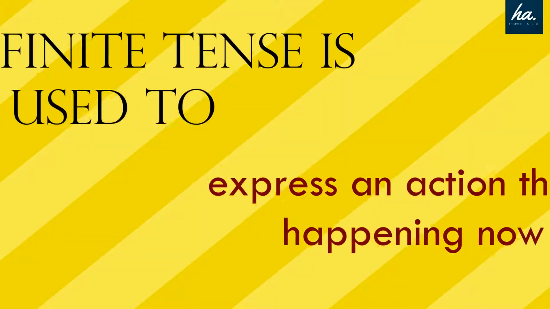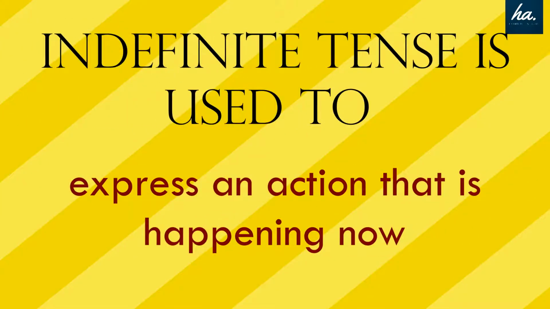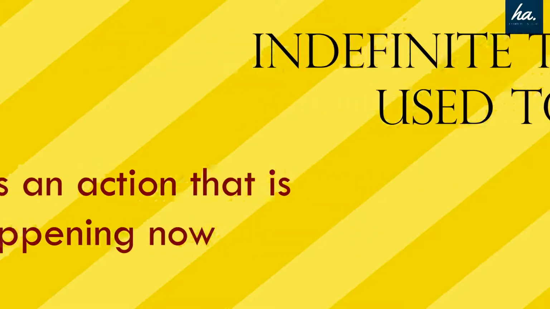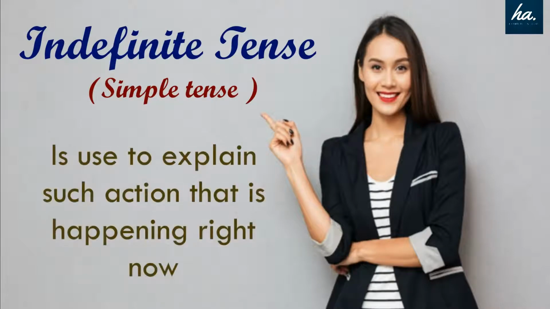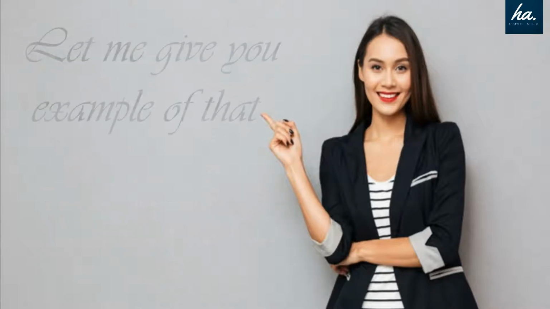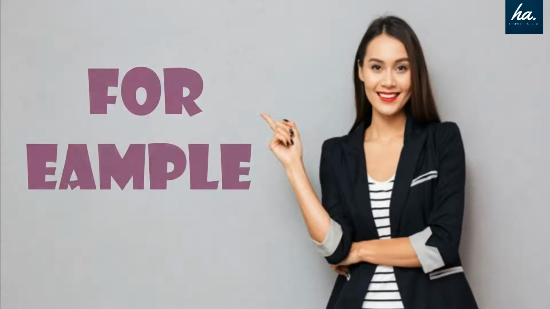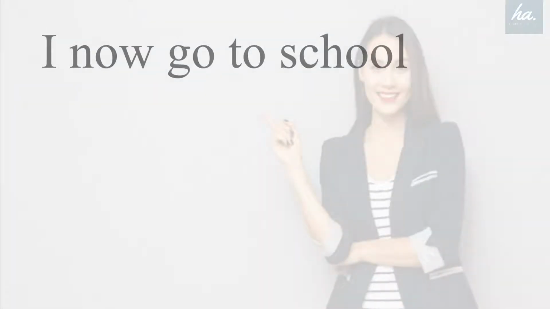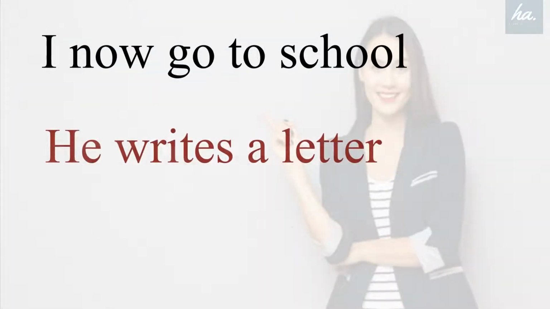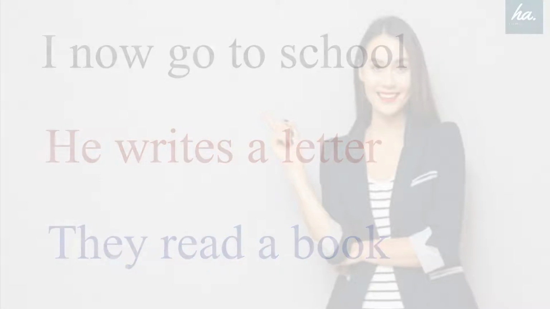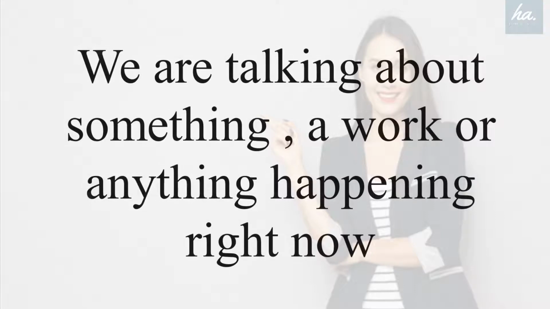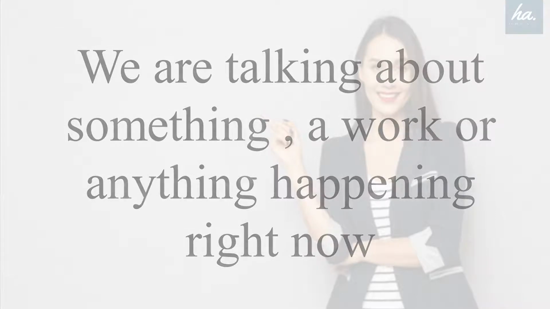This tense is used to express an action that is happening now. Let me tell you in Urdu also. Indefinite, or you can say simple tense, is a tense that is used to explain an action that is happening. Now let me give you an example of that. For example, I now go to school. He writes a letter. They read a book. In all of these three examples, we are talking about something, a work, that is happening right now.